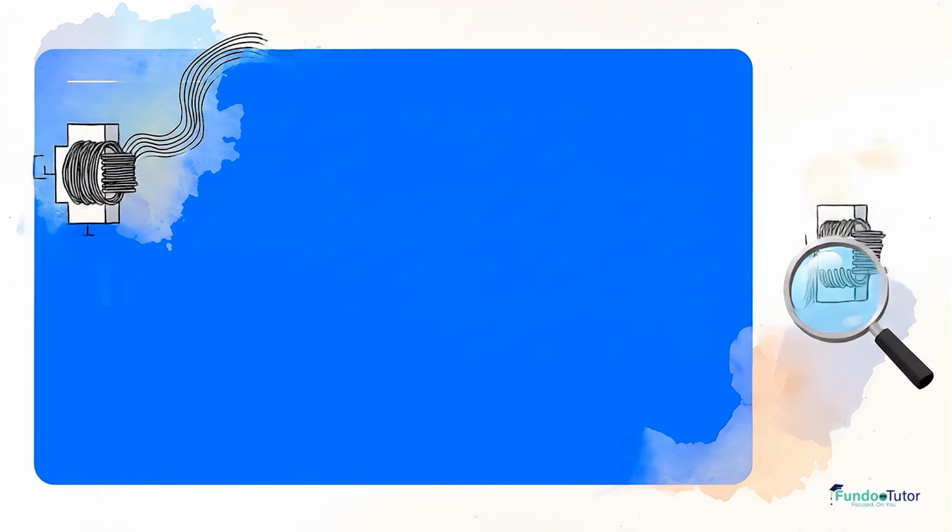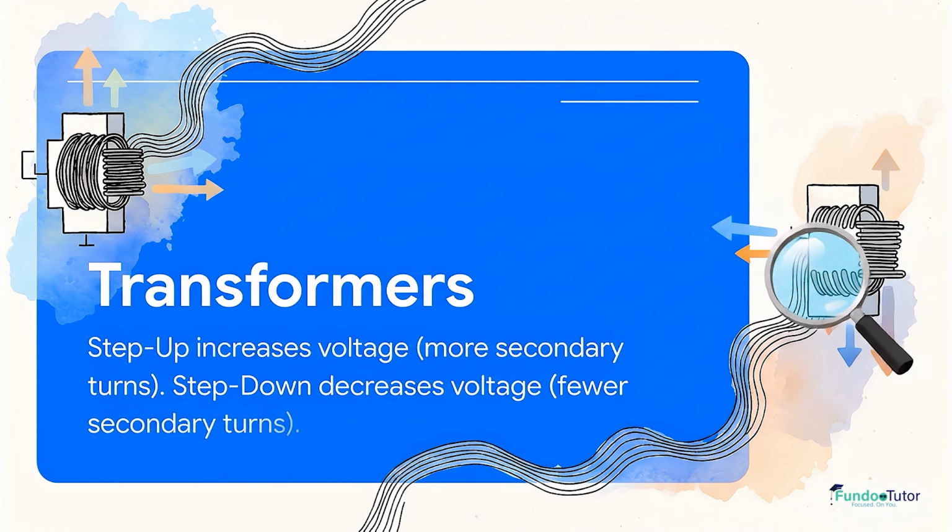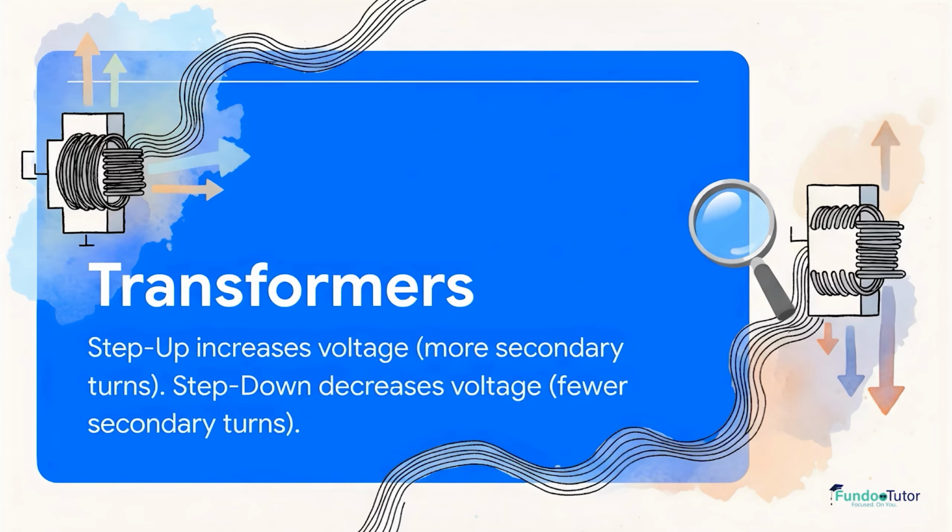Transformers are all about changing voltage, and the secret is in the coils. It's really straightforward. A step-up transformer increases the voltage, and it does that by having more turns on the secondary coil than the primary one. And a step-down transformer, you guessed it, it decreases the voltage by having fewer turns on the secondary coil. More turns, more volts. Fewer turns, fewer volts.